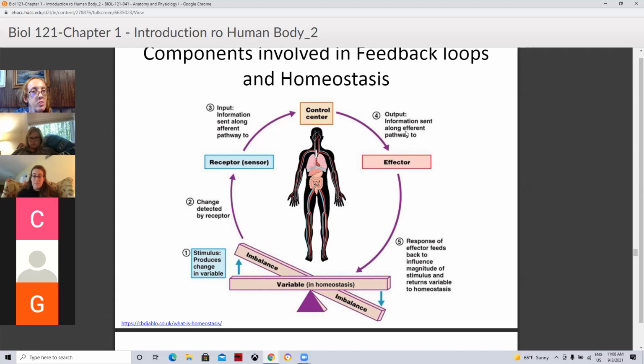So major components of this feedback loop are a stimulus, a change created. Let me say this differently. Five components of a feedback loop. The stimulus that produces this change. Second, that change is detected by a receptor. That receptor sends a signal to the control center, with the control center meaning the third part. The fourth part is then an effector that receives a signal from the control center. The fifth is a response. Are there any questions about this so far?